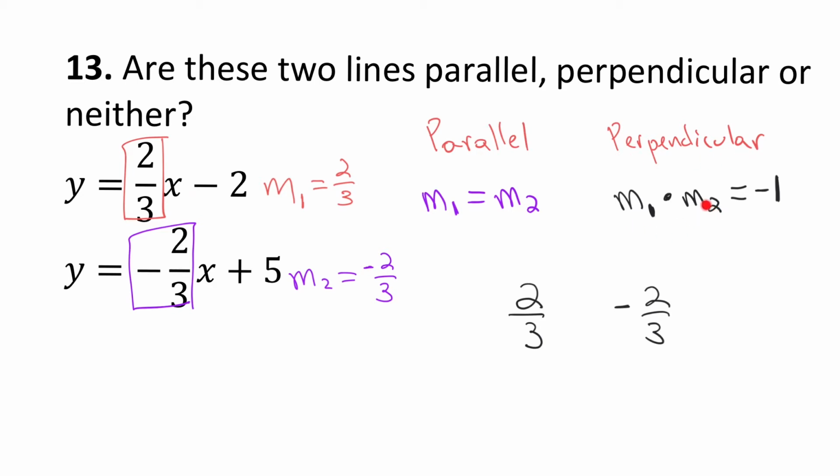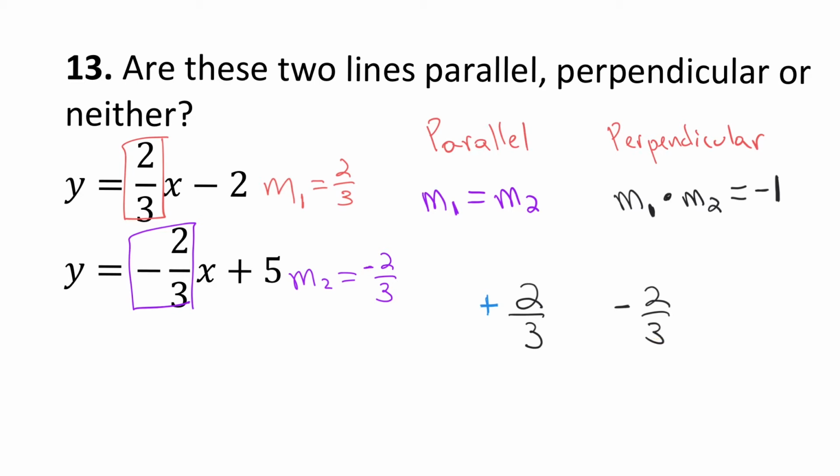Remember, for perpendicular, we need the opposite reciprocal to get a negative one. So I'm looking at the signs. This one is positive, and I'm going to put the plus. We don't need it, but I'm going to show you this is a positive 2 over 3. So you see the plus. This one's a negative. Okay, so the signs are opposite, but look at the fractions. The fractions are 2 over 3 and 2 over 3. They are not reciprocals of each other.